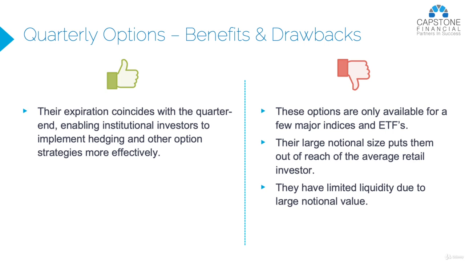The expiration coinciding with quarter end enables institutional investors to implement hedging strategies. It's a great feature because you're allowed to have your 90-day strategy set in place. It is something that you only have to implement four times a year, and you don't have to make as many trades. You do not have to make as many decisions if you were doing quarterly options as opposed to monthly.